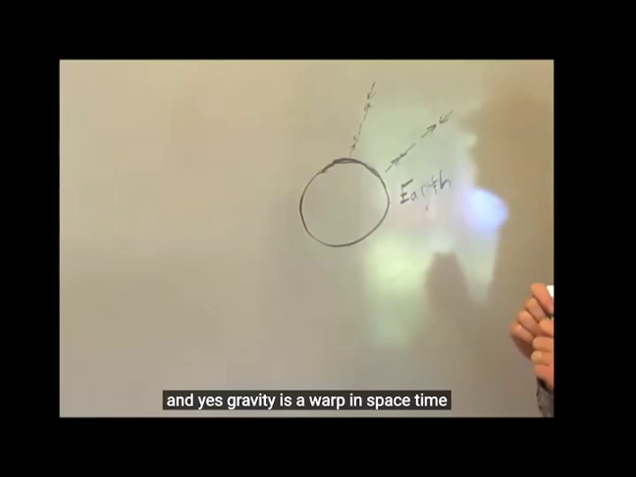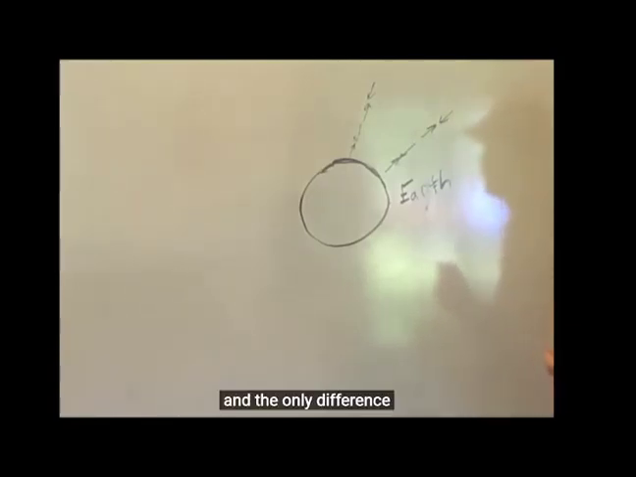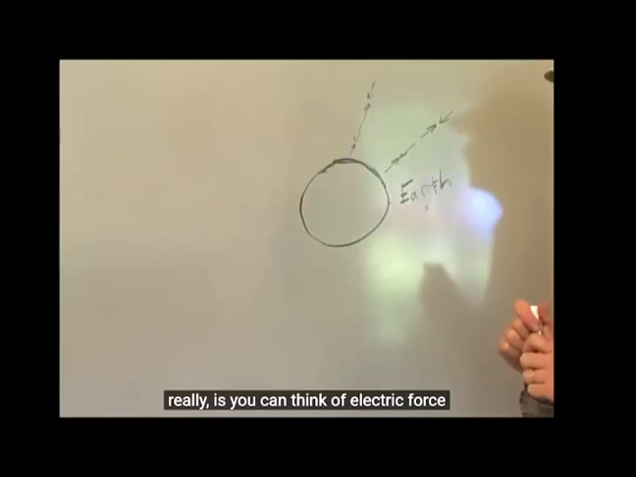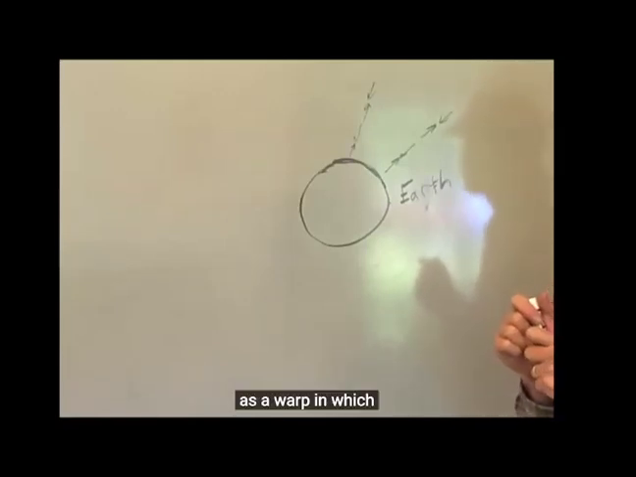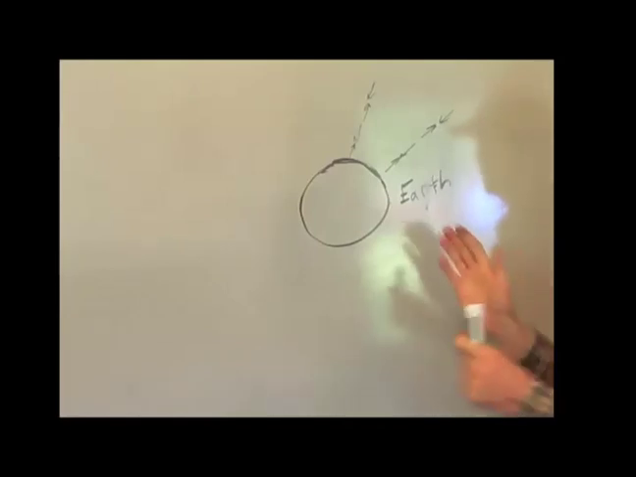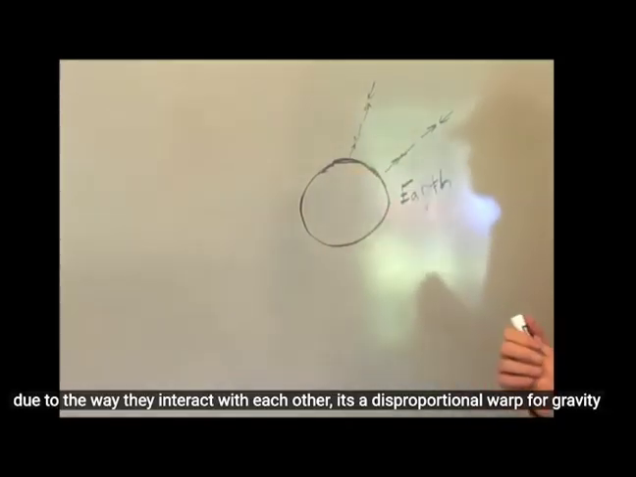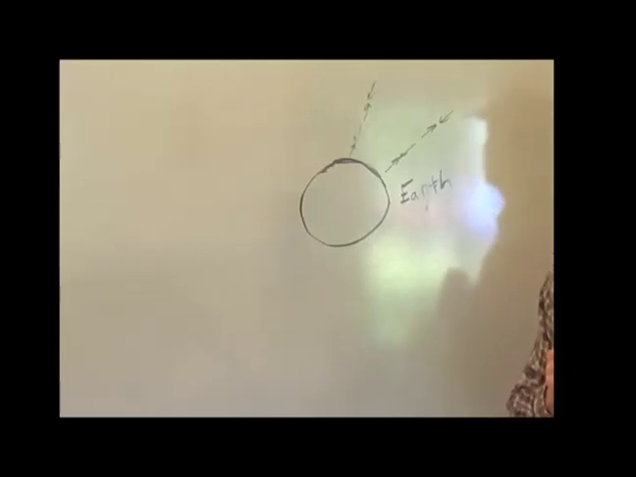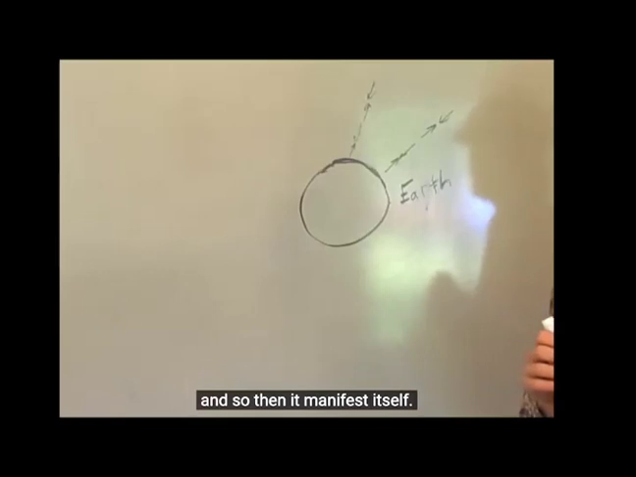And yes, gravity is a warp in space-time, and the only difference really is you can think of electric force as a warp in which it's a proportional amount of warp in both time and space, whereas due to the way they interact with each other, it's disproportional warp for gravity, and so then it manifests itself.